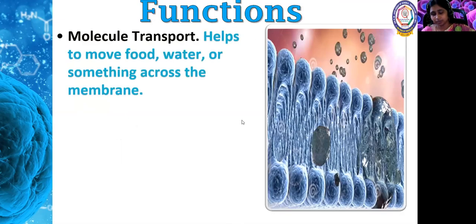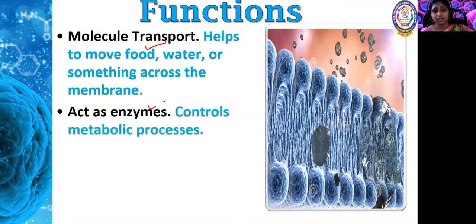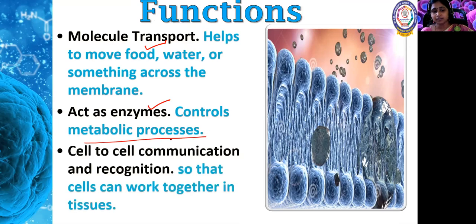What's the function? Since it is acting as an outer layer, it plays a major role. It helps in molecular transport, to move food, water, and other things across the membrane. It also acts as an enzyme, controls metabolic processes, and helps in cell-to-cell communication and recognition, so that cells together form a tissue, tissues together form an organ system, and an organism. Like this, the chain goes on.